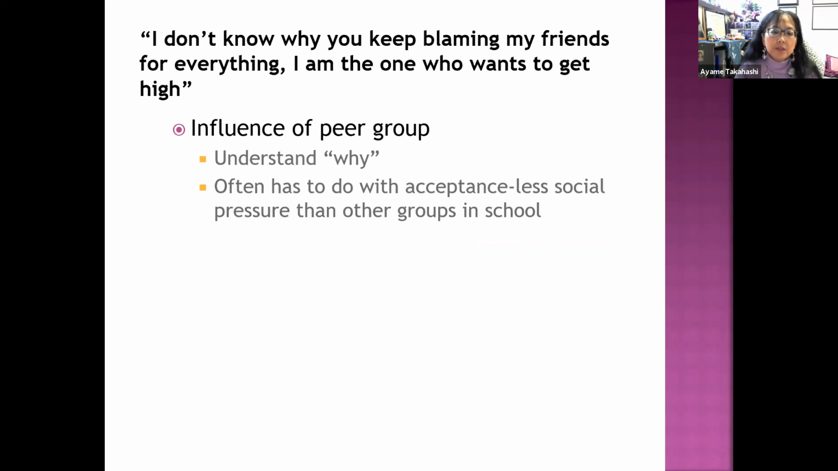And there's no question that the peer group does influence each other. But the important thing is to understand why. I have had kids tell me that they hang out with the quote unquote druggies because they're just more accepting and there's less social pressure than other groups in the school. And so the kids who are depressed or have had traumas may feel that this is a much more accepting group and maybe have things in common with them. And that's why they have this particular peer group.